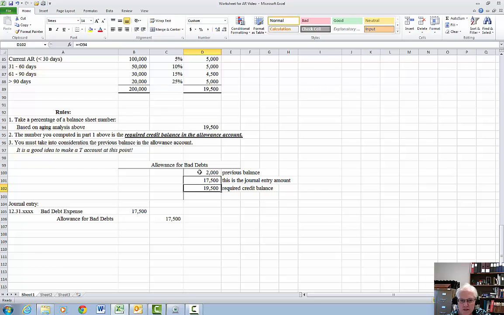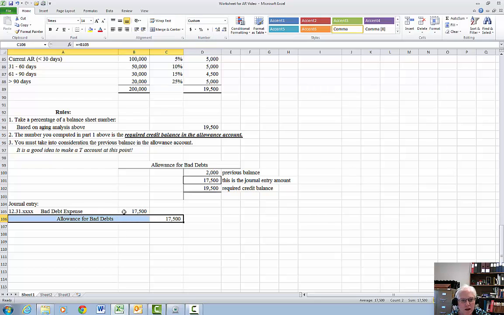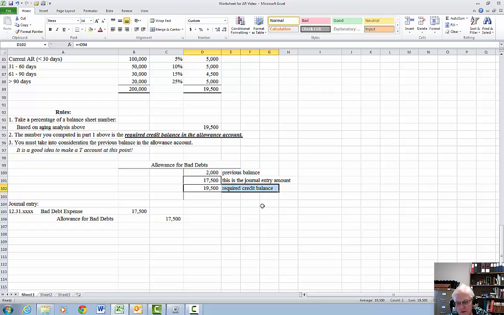So it's the amount it takes to go from 2,000 to 19,500. So I want to put a 17,500 credit in my allowance account, and we're going to offset it with a debit to bad debt expense as of the last day of the year because it's an adjusting journal entry. One last time, on the balance sheet, we're going to show accounts receivable at cost, the 200,000, minus the 19,500 in the allowance for bad debt account, and that's going to give us the net realizable value, how much we think we're going to collect of our accounts receivable.